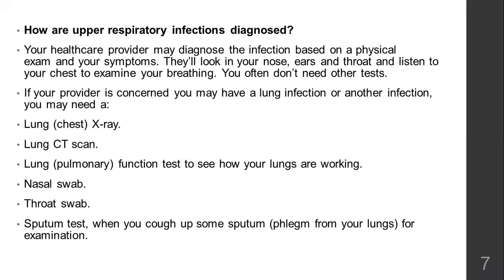Nasal swabs are done to rule out any infection. Throat swab also is done. Microbiological examination and screening will be done on the nasal swab and throat swab. Sputum test is done if you doubt there is TB, or you doubt there is an infection. In that situation, you cough up some sputum, collect it in a sterile jar, and then submit it to the laboratory.